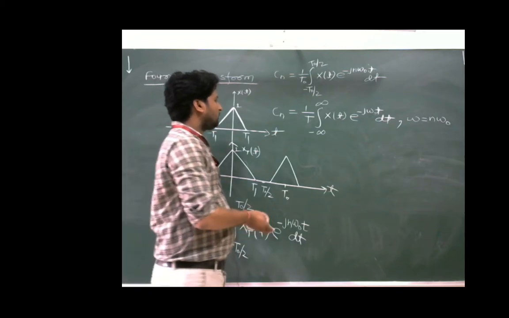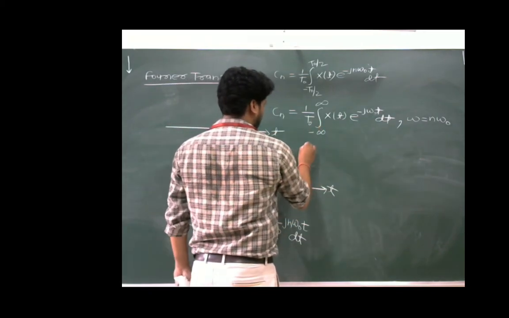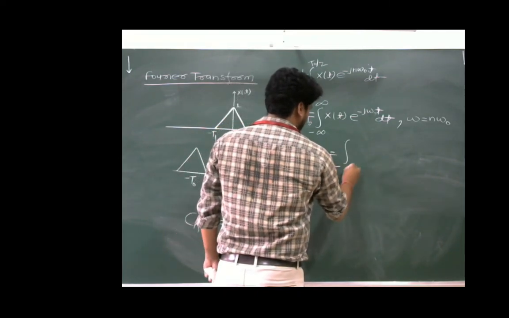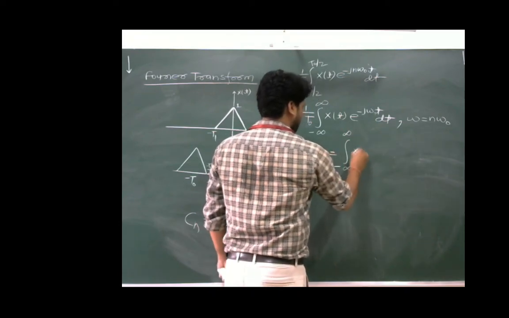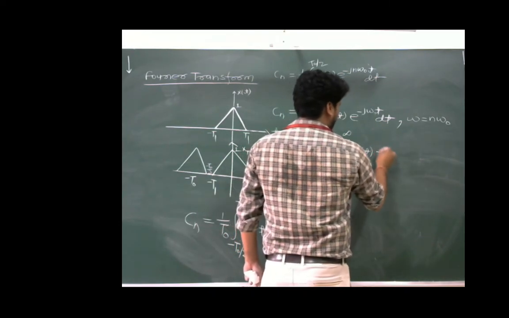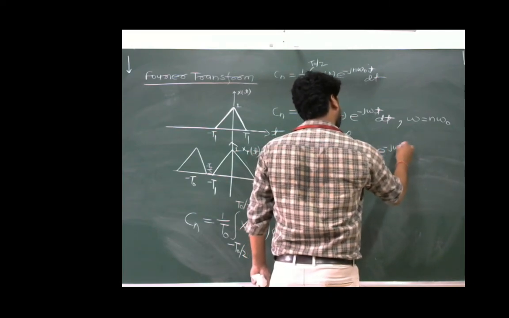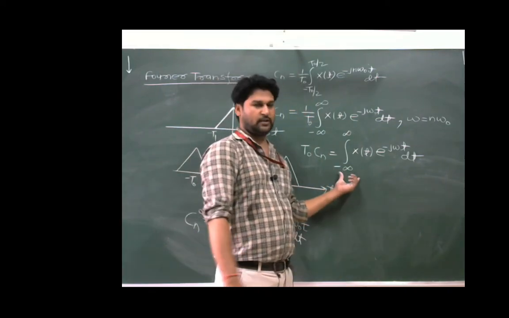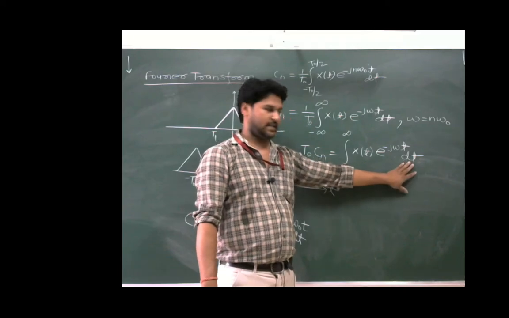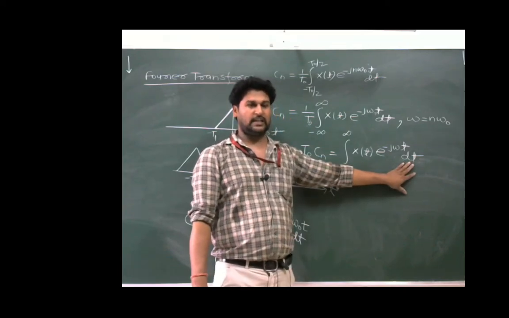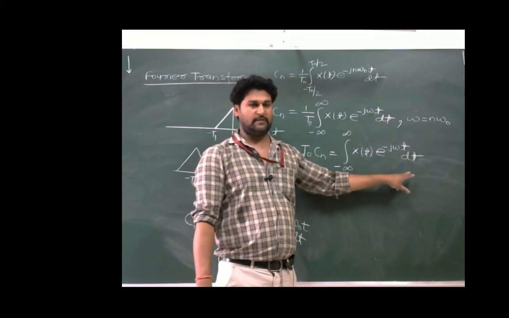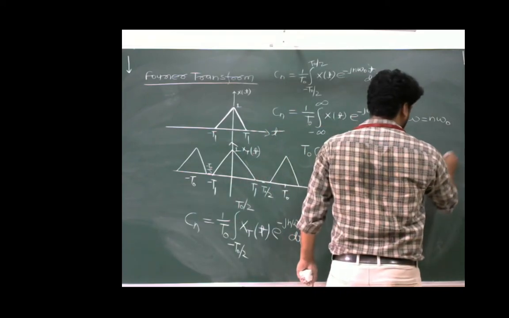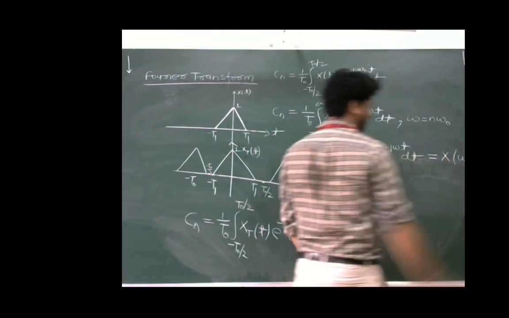Now this term, T naught into Cn, will be equal to the integral from minus infinity to plus infinity of x(t) e power minus j omega t dt, because this limit from minus infinity to plus infinity is on this variable t. After putting the limit of the integration, this t will be removed and this will become a function of omega only. So this will be equal to capital X of omega.